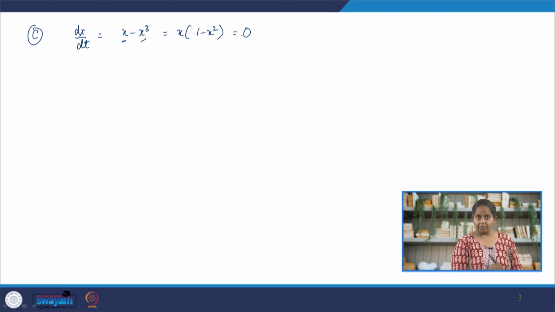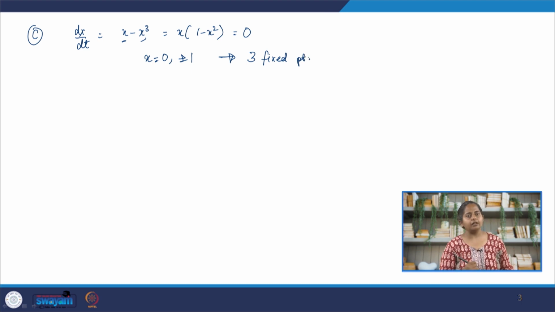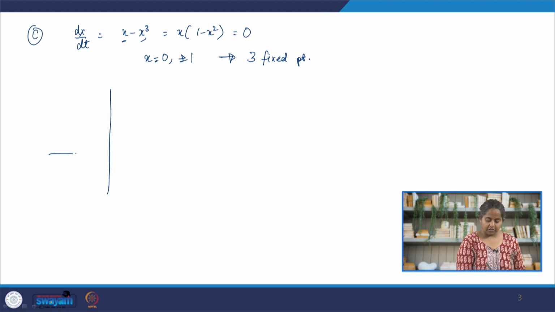Now if you remember your basic mathematics, when x is equal to plus or minus 1 or 0, dx by dt will be 0. So now in this case, how many fixed points do you have? You have 3 fixed points. The second step, if you remember, is to draw the phase portrait and figure out the stability of the fixed points. So let's draw the phase portrait.